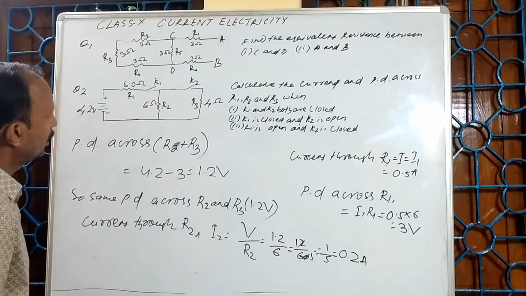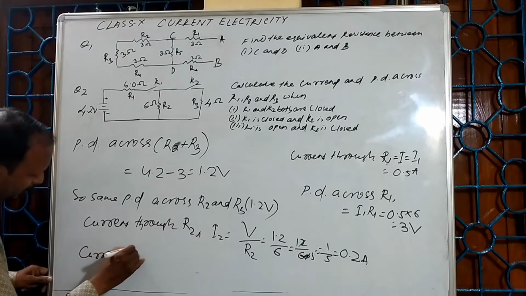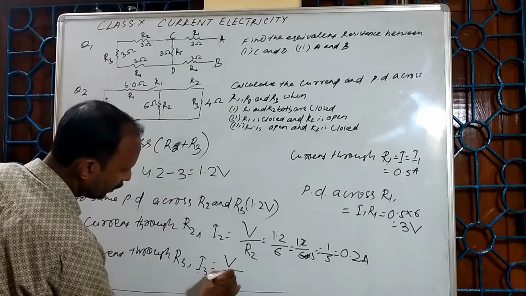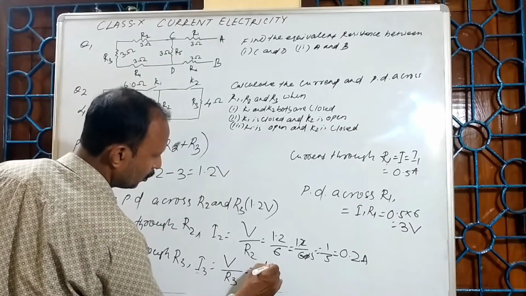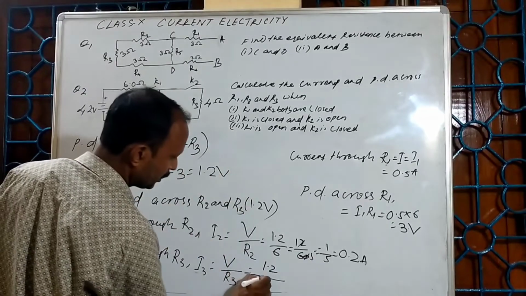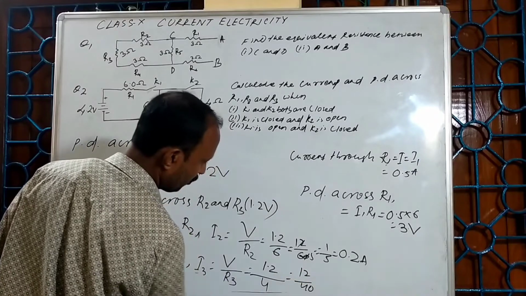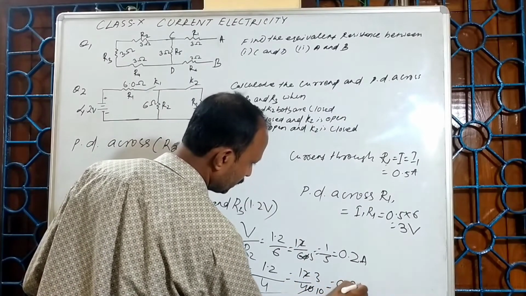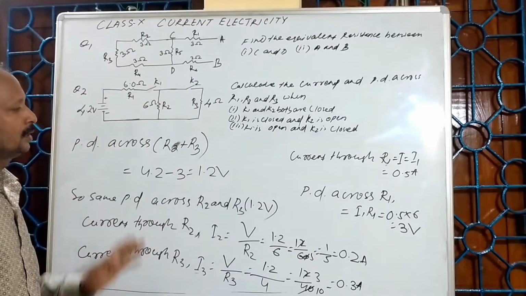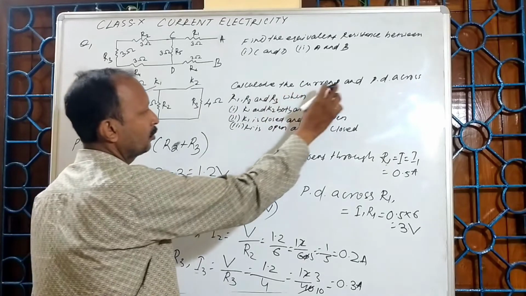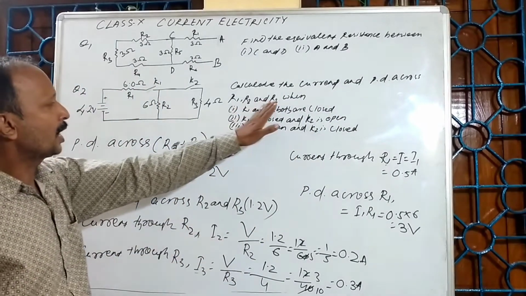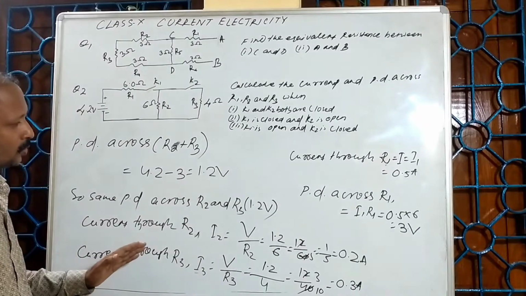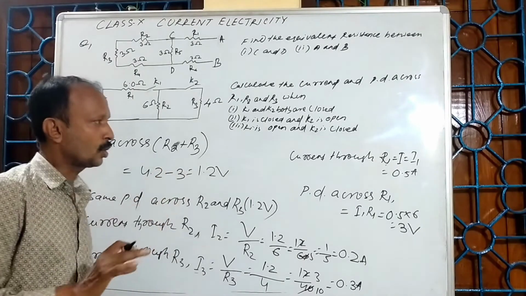Now the current through R3, that is I3, is equal to V upon R3. This is equal to 1.2 upon R3, that is 4, which is 12 upon 40, equal to 0.3 ampere. This is the current through R3. So the first question was to calculate the current and potential difference across R1, R2 and R3. Already we did it.